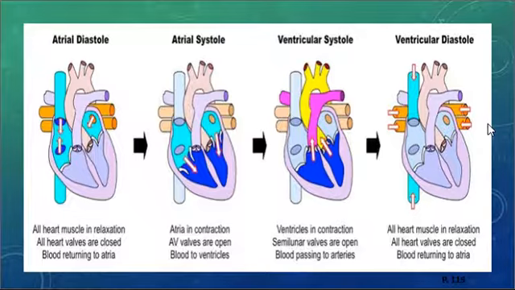Ventricular diastole is when the ventricles relax and the blood is coming from the atriums into the ventricles.